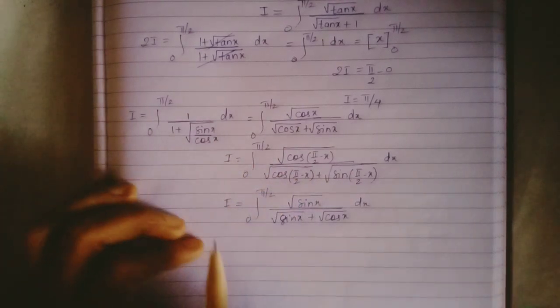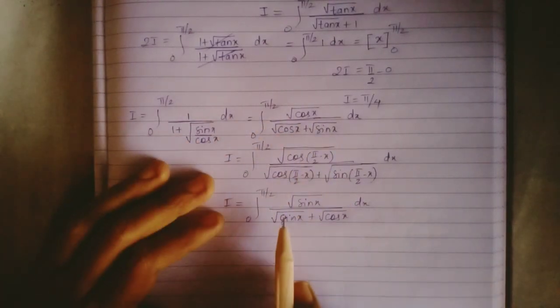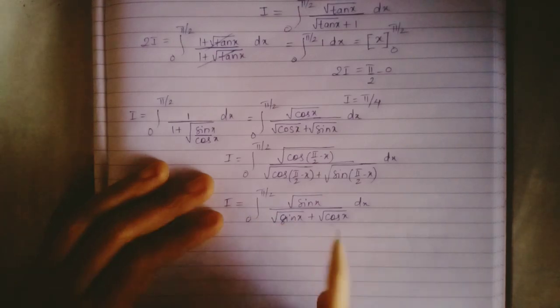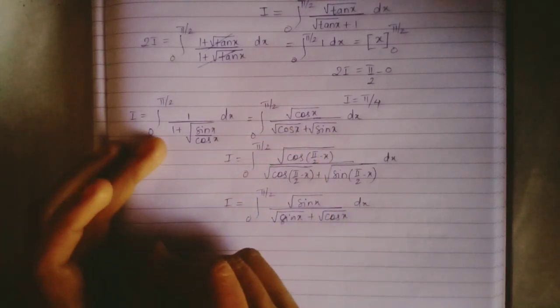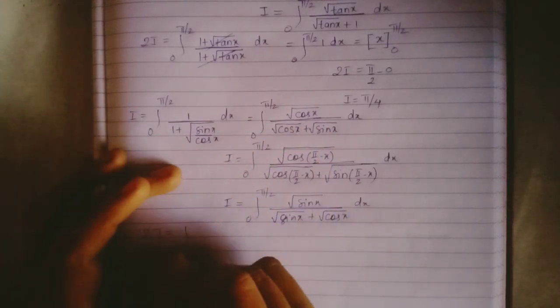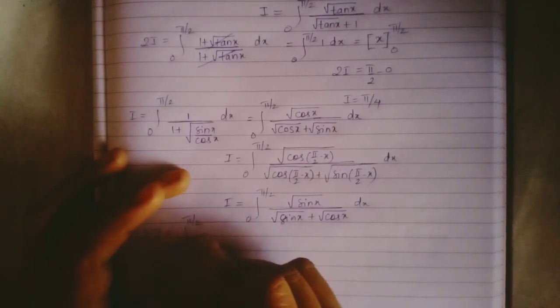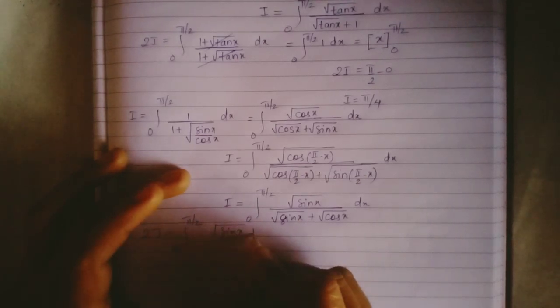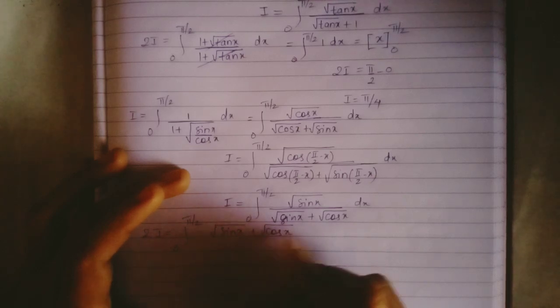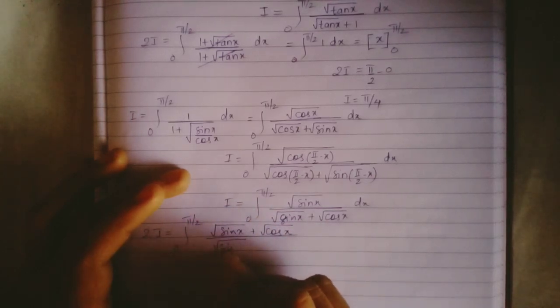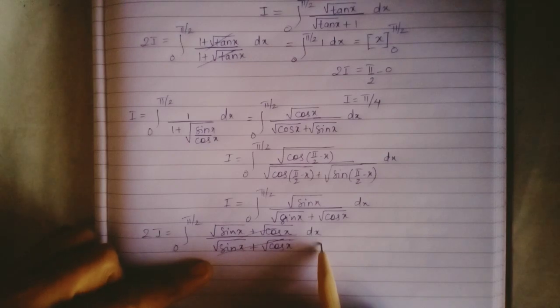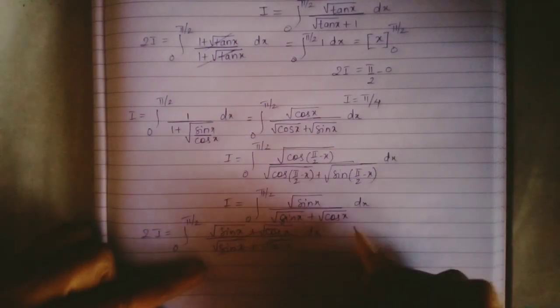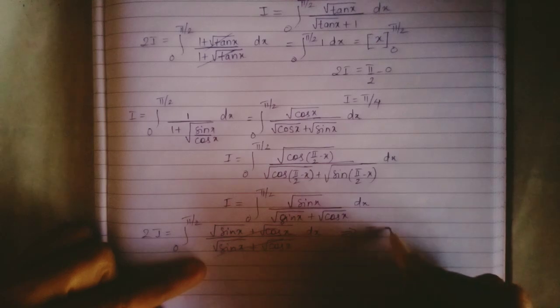So this is our original integral, and this is what we got after using the property. Adding both of these integrals, you will get 2I equal to the integral from 0 to pi by 2 of root of sin x plus root of cos x upon the same thing, dx. So it is 1 dx, and again you will get the same answer. So your I is pi by 4.